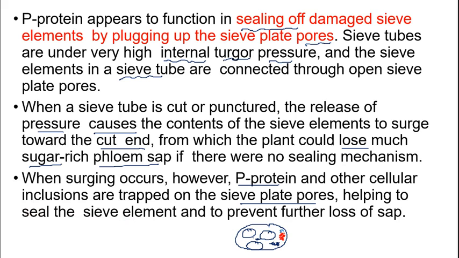The plug will form a seal. Here the P protein will accumulate, which will form the seal. Including the P protein, there were other cellular inclusions which will be trapped in this region, so that the region is healed quickly, so that there is no further loss of the cell.